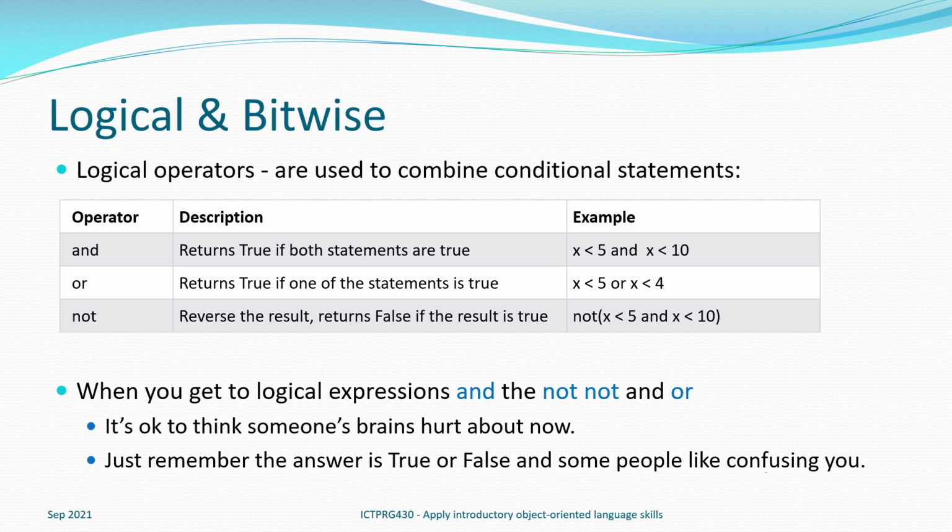Now, when this gets tricky is when you start compiling these together. So and, not, and or. Now, if you're watching this early in the morning, I know you haven't had enough caffeine to handle this. Just remember, when looking at a logical statement, we're trying to get a true or false result. And we're basically just evaluating multiple statements to get a true or false condition.